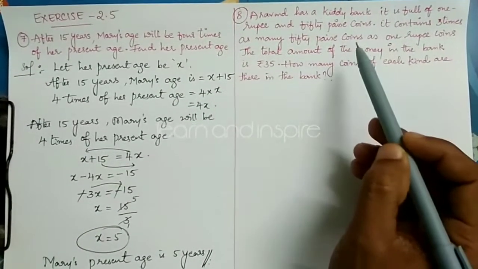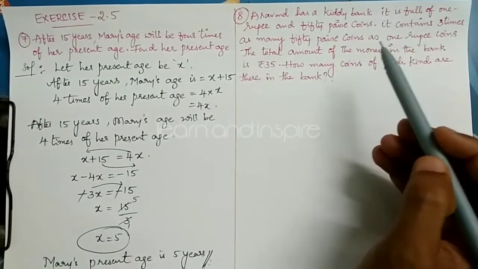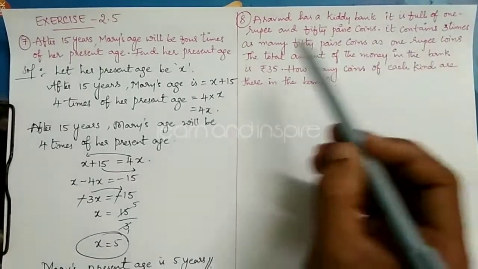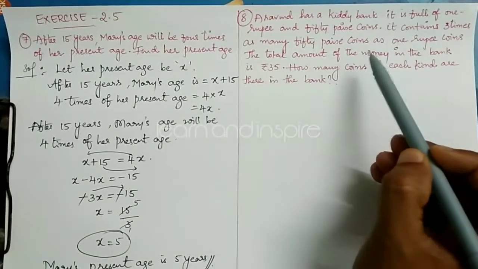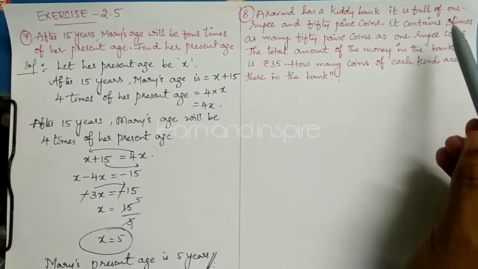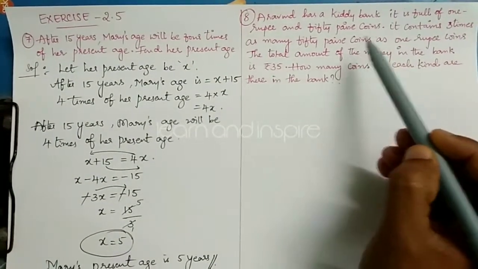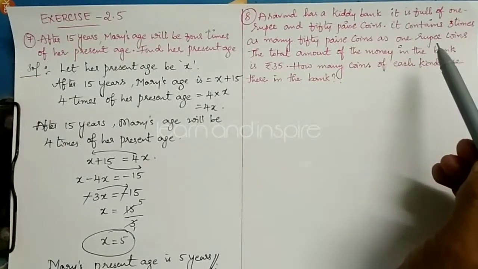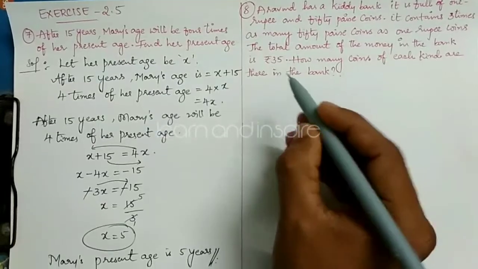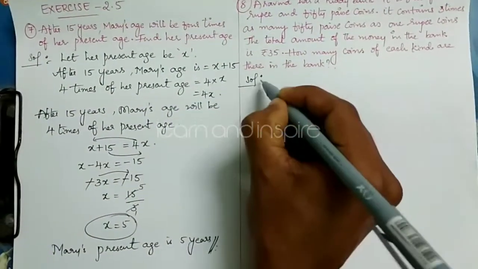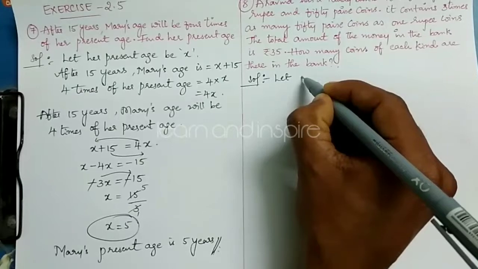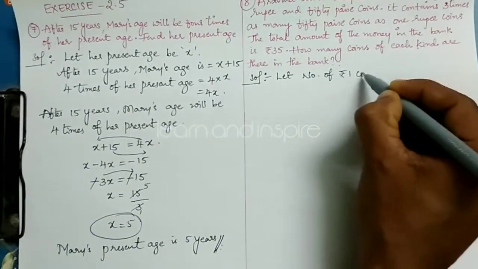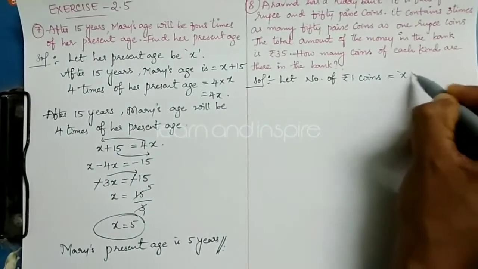So here we do not know how many 1 rupee coins and how many 50 paisa coins there are. But the condition is given: it contains 3 times as many 50 paisa coins as 1 rupee coins. That means 50 paisa coins are 3 times the 1 rupee coins. We do not know the 1 rupee coins, so let us take 1 rupee coins as x. Solution: let the number of 1 rupee coins be x.